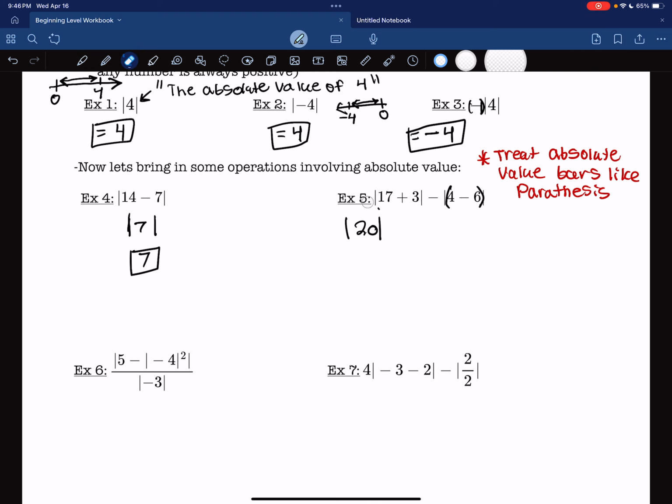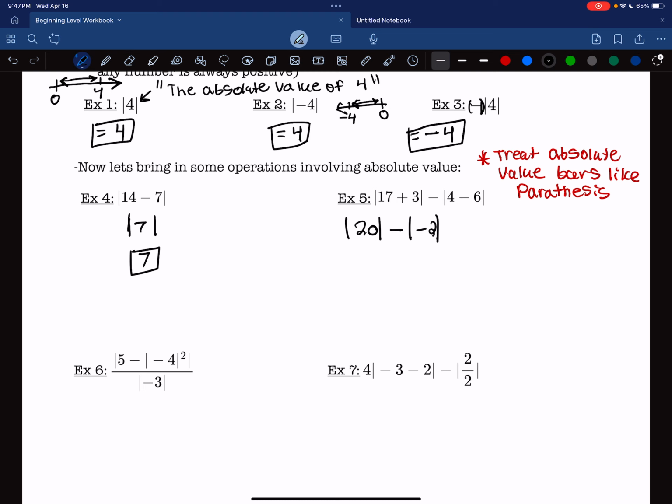I'm going to erase these parentheses here so we don't get confused. And then we're going to have minus, and then 4 minus 6 is negative 2. And we're going to bring out those absolute value bars. So now, because we just have one number in our absolute value bars, we can now find the absolute value of these numbers. So we can find the absolute value of 20 and find the absolute value of negative 2.